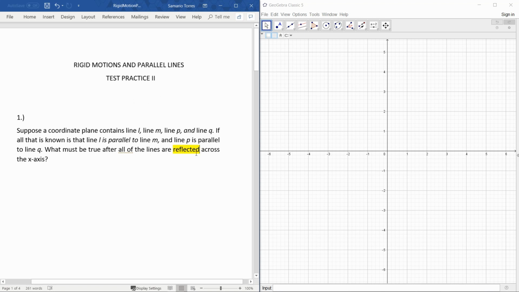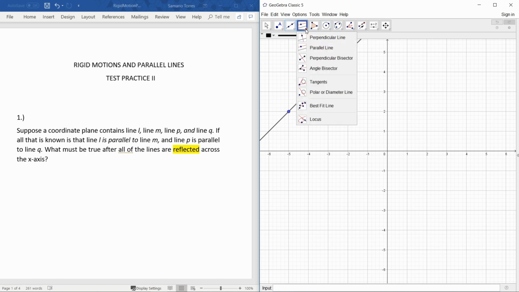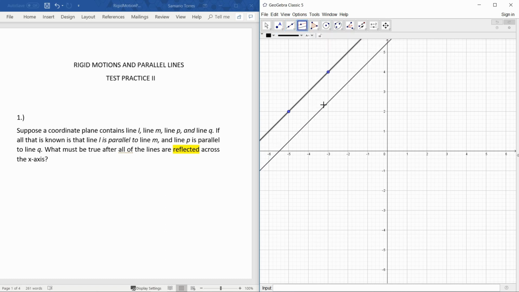We really don't have to graph these lines. It's more conceptual, but let's go ahead and graph them and see what happens. So let's say we have this line. Maybe we'll take a line parallel to that line, maybe here. So it said line L, right? So maybe we'll say this one's line L, and this one right here is line M.